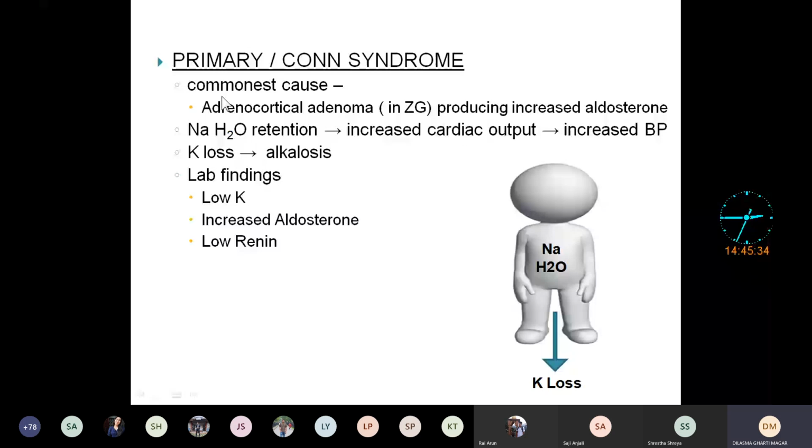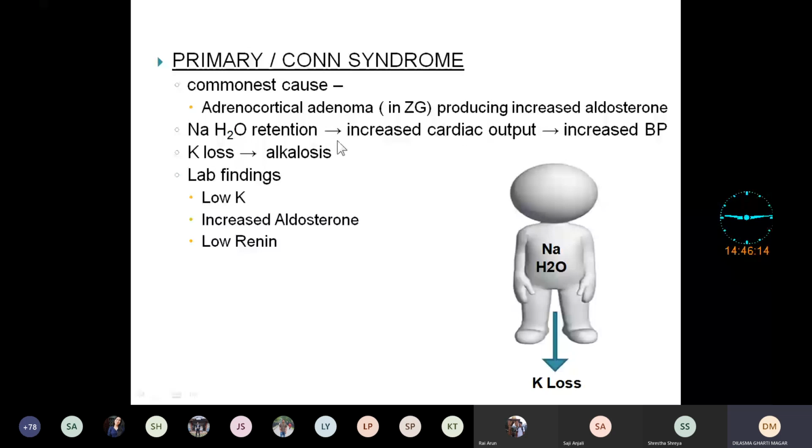For the release of this aldosterone, there should be an adrenocortical adenoma. Mainly this adenoma or tumor arises from the zona glomerulosa, which produces the mineralocorticoid, isn't it? So it will produce an increased level of aldosterone. By this time it will lead to the renin-angiotensin-aldosterone mechanism. Aldosterone's main function is sodium and water reabsorption from the tubules of the kidney. There is sodium and water retention, so it will lead to increased cardiac output.